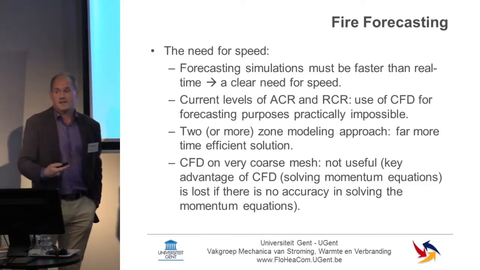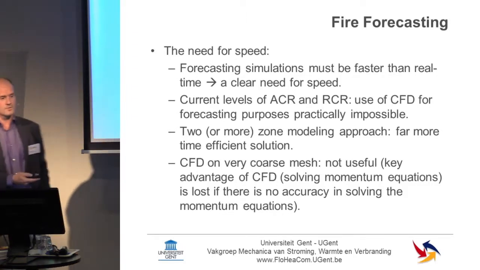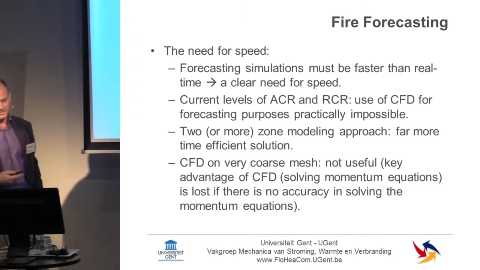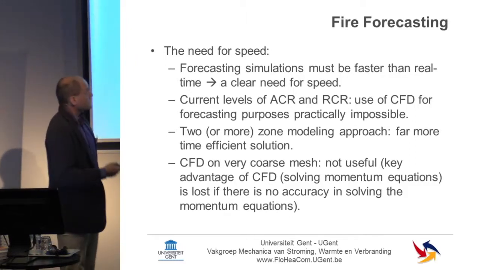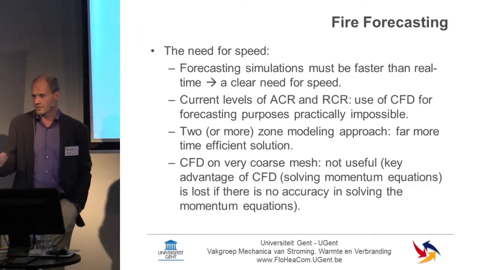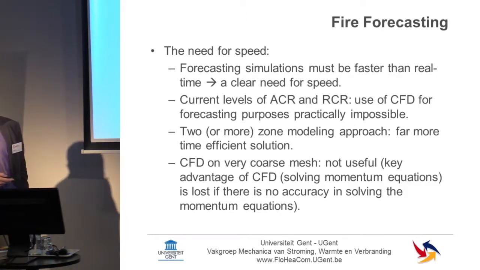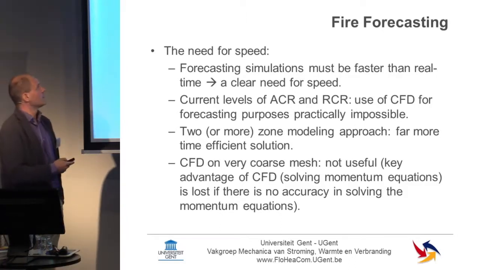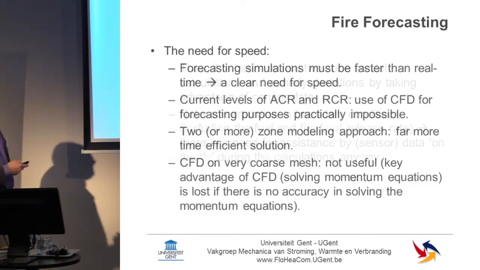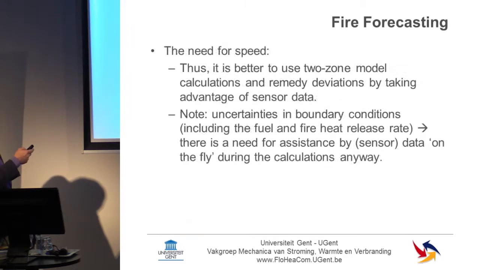So what is it that we need for that? We have to calculate faster than reality. It's useless to make a prediction or forecast of something that has already happened. So there's a need for speed, so to say. And that means with the current state of play, in view of available computer power, that CFD is just not possible to use because it just takes too much time to make these calculations in such a short period of time. So that means that we have to fall back on the use of zone models.